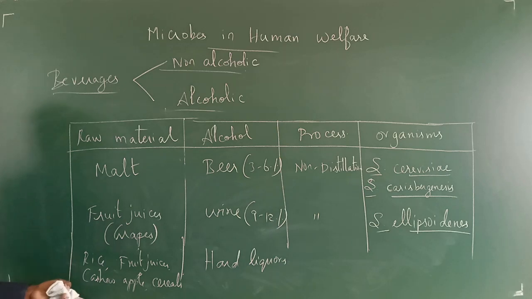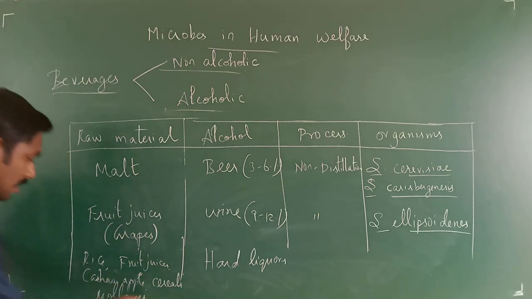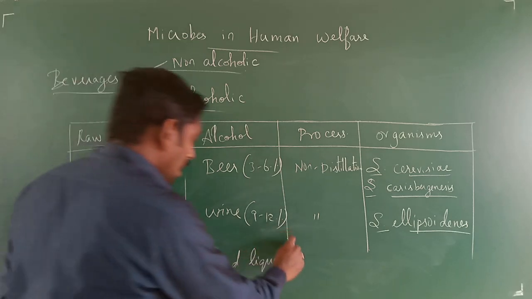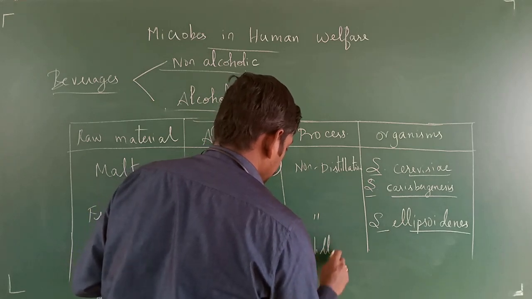Sometimes they will be using fermented molasses also. Molasses is useful in the production of rum. These are called the hard liquors, and the process is called distillation.